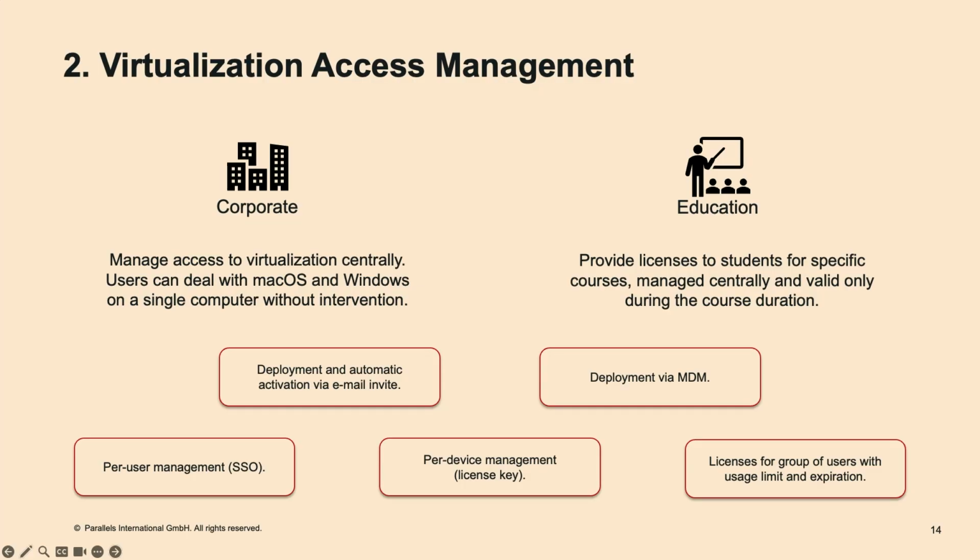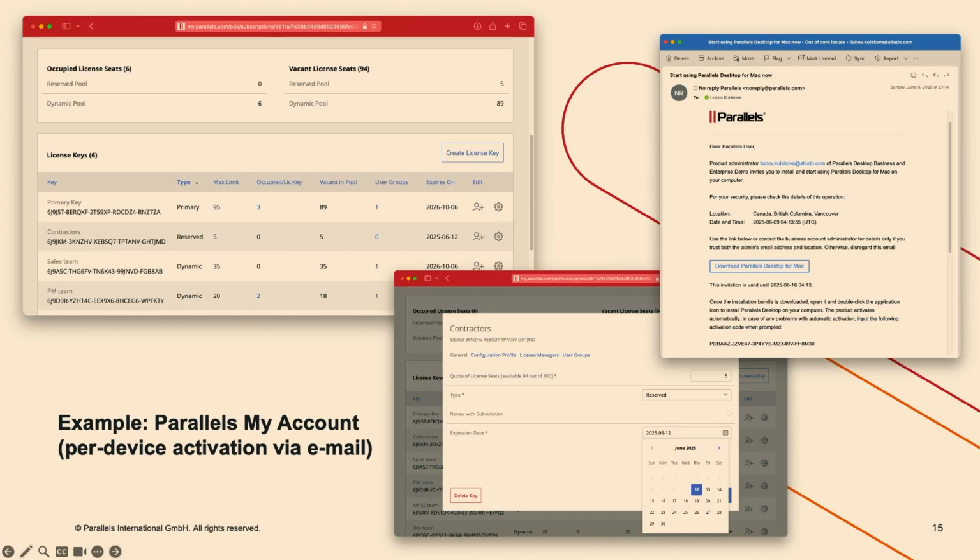This stage has different options, depending on the size of your organization and the use cases. So here you can decide between per user management with single sign-on or per device automatic activation. Even with per device automatic activation and management, you can configure multiple user groups using sub-licenses. This allows you to separate the control and set an expiry date for a specific group of users. For example, to not allow running Parallels Desktop after the project is completed for your contractors.